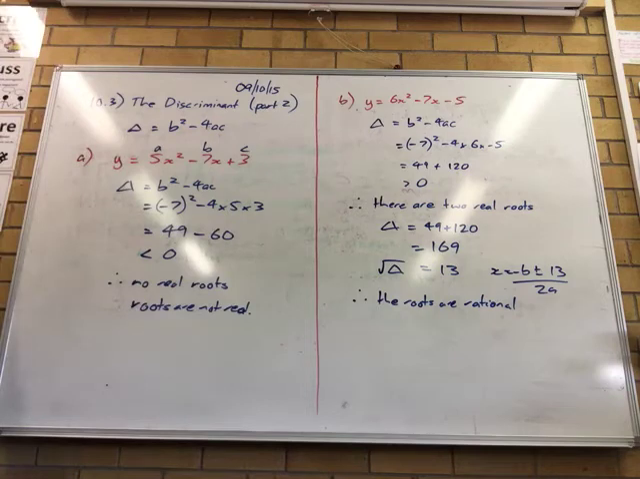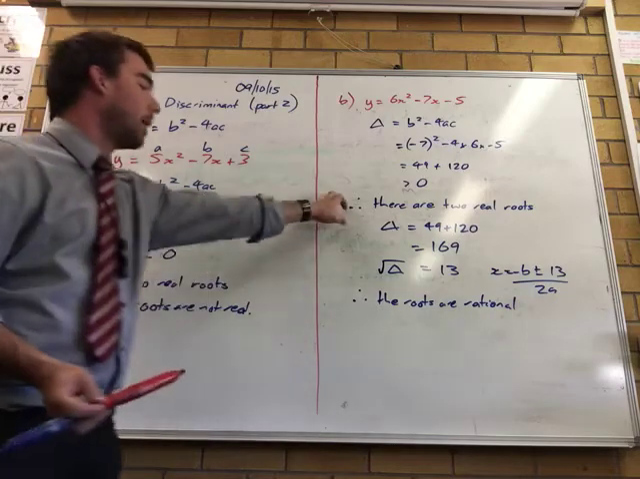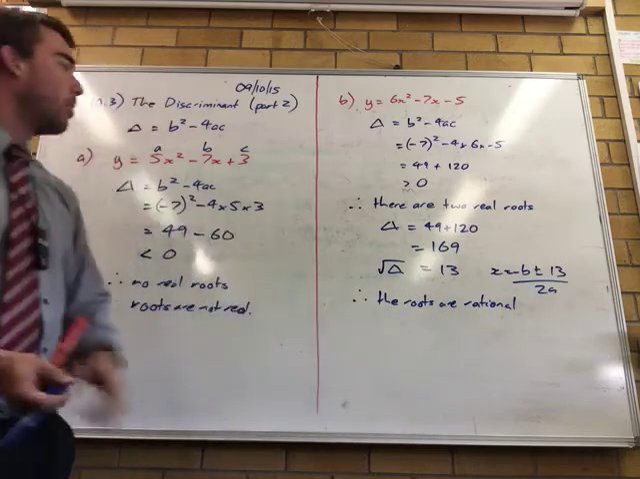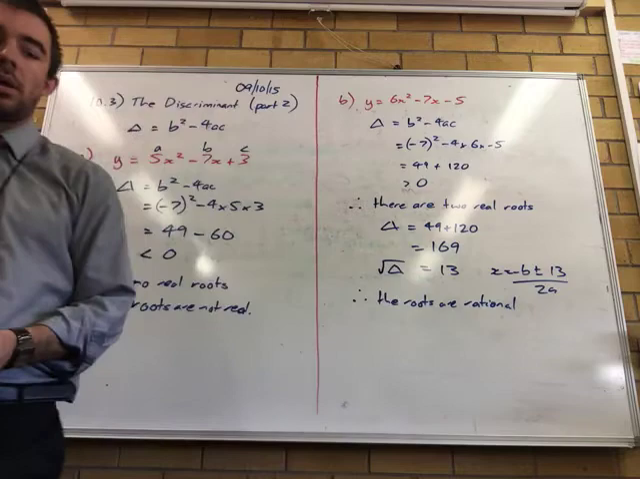If it wasn't a perfect square, let's say it was 170, then the roots would be irrational, because if I take the square root of a number that is not a square number, I'm going to have a long, complicated, irrational number. So we need to determine the number of roots, and they're both rational because of the further work I've done with the discriminant.